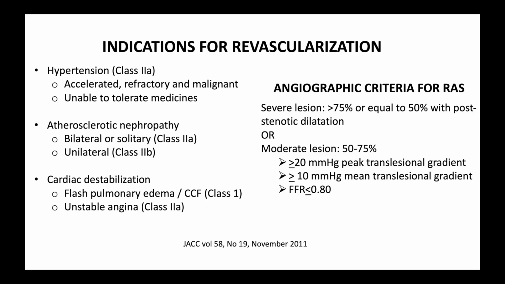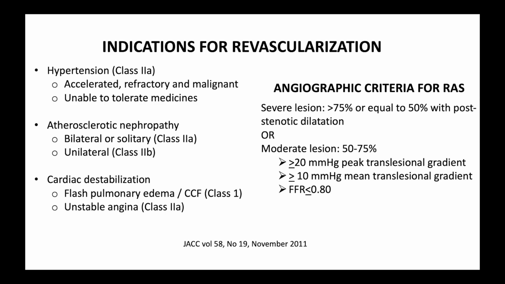Now this is extremely important. What are the indications for renal artery stenosis revascularization? So it could be accelerated, refractory or malignant hypertension. It could be renal artery stenosis which is bilateral or stenosis in a solitary kidney, and this is a class 2A indication. But if you have both kidneys and there is a unilateral renal artery stenosis, then it's a class 2B indication to revascularize. Flash pulmonary edema is a class 1 indication, unstable angina is a class 2A indication.